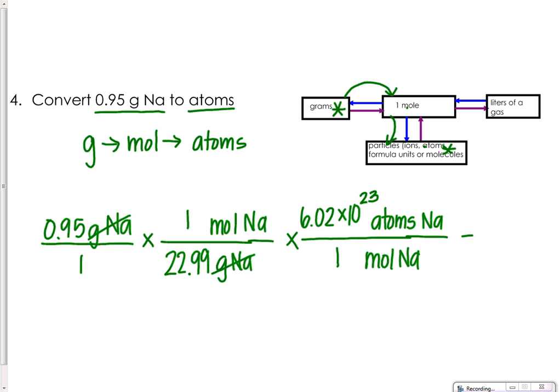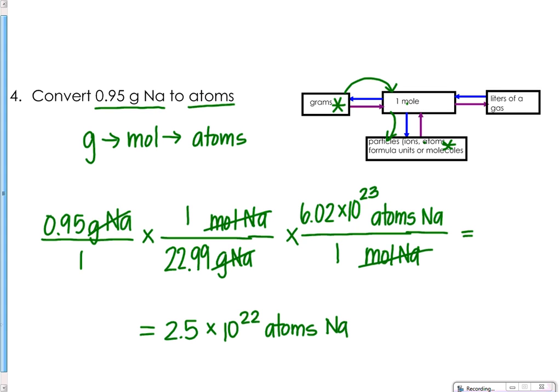So now you're ready. Looking at your labels, moles will cancel. Our answer would be in atoms. You just need to enter this into the calculator, being really careful that you enter your scientific notation properly and do your math correctly, and you should get an answer with 2 significant digits as 2.5 times 10 to the 22nd atoms of Na.